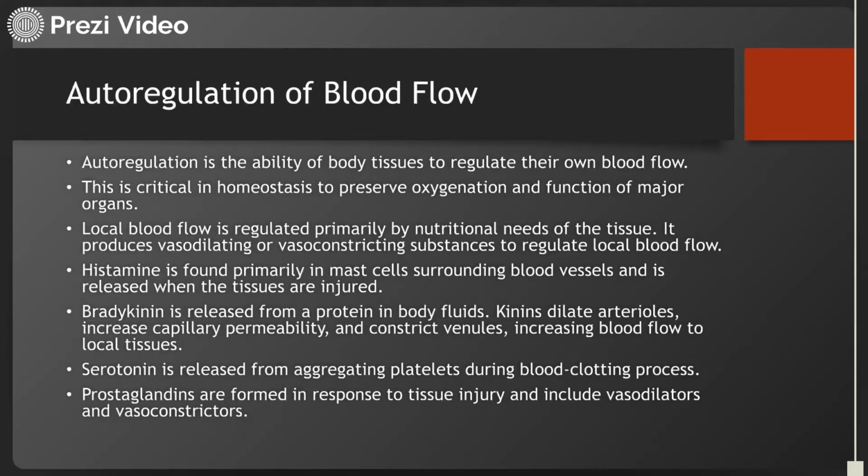Histamine is found primarily in mast cells surrounding the blood vessels, and it is usually released when a tissue is injured. So when you get a cut or there's trauma, usually histamine gets released to hopefully help with the vessel itself. And then bradykinin is released from a protein in the body fluids.